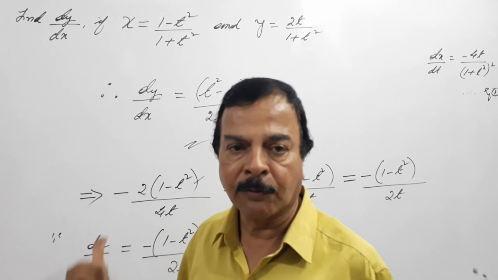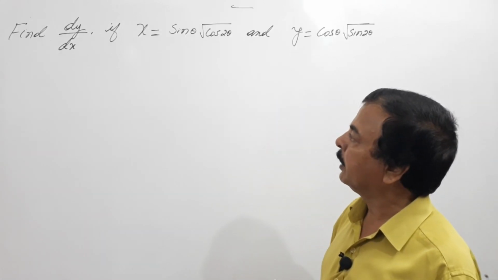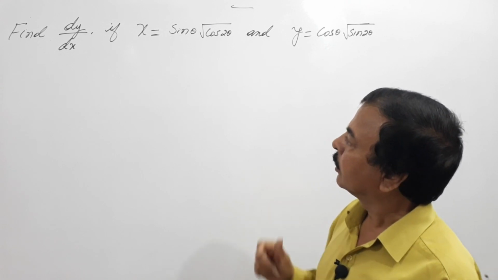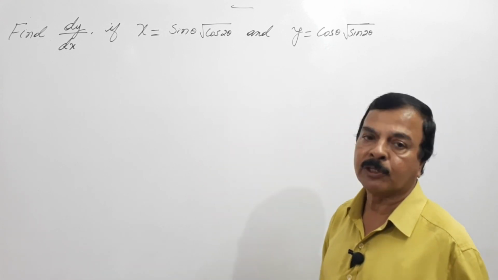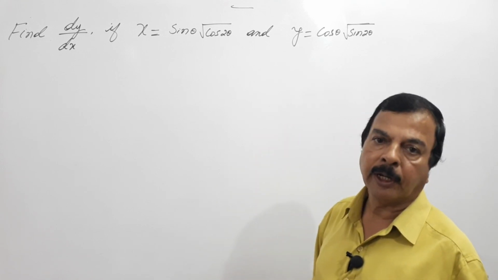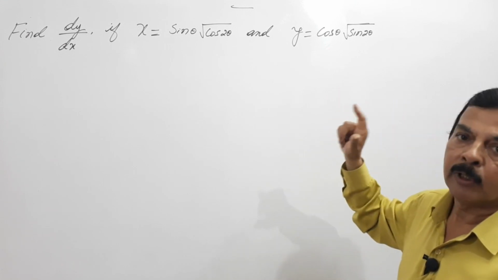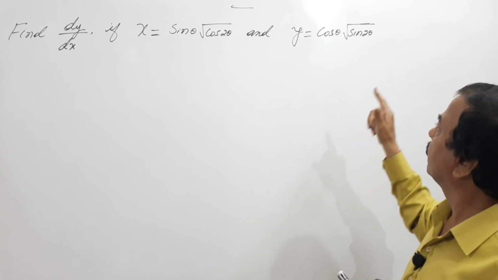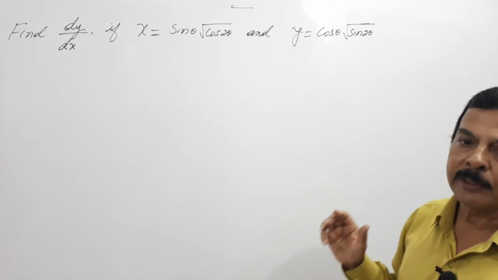Okay students, let's go for the next problem. We have a problem here. Find dy by dx if x equals sin theta into root of cos 2 theta and y equals cos theta into root of sin 2 theta. So we have to find dy by dx.